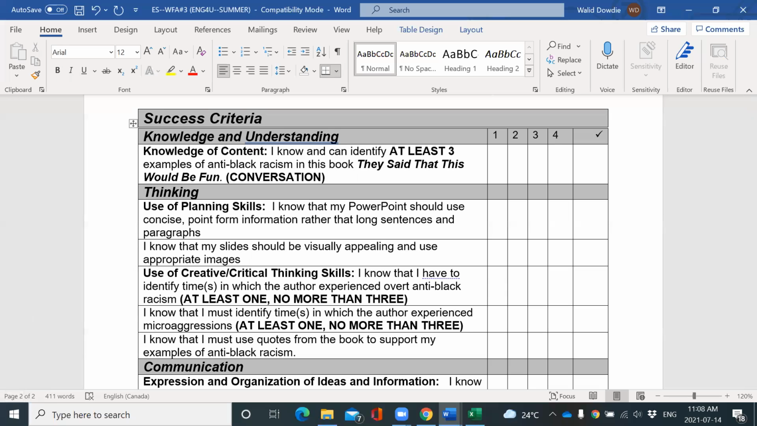So basically, when I'm putting this out, it means that some people are going to do 2 overt, 1 microaggression, or 2 microaggressions, 1 overt, right? But it's geared so that you have 3 points for your PowerPoint. I know that I must use quotes from the book to support my examples of anti-Black racism, which means that if you have your book, you need to quote your book as a source so that when you say she experiences that, you have evidence that she talks about in her book.